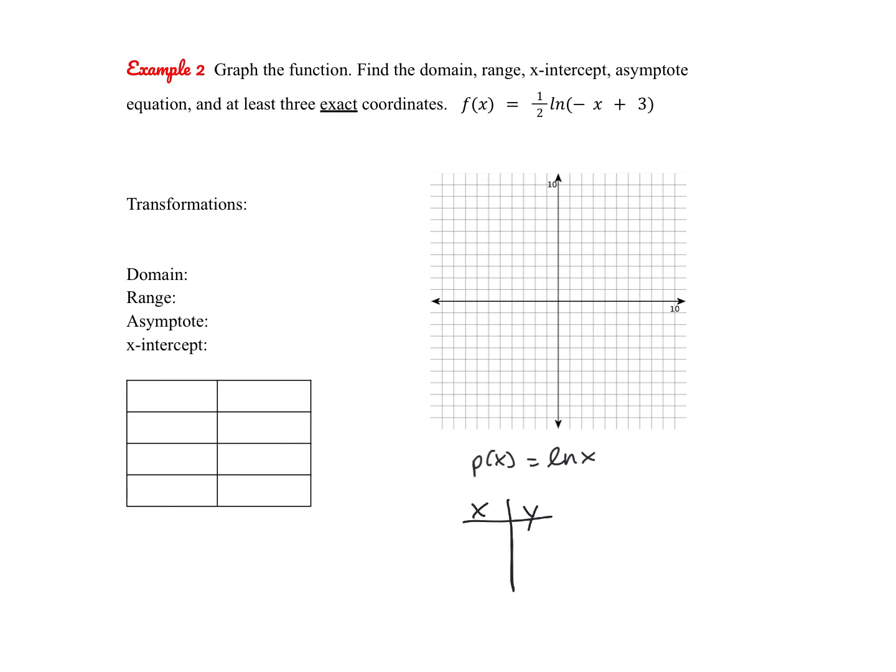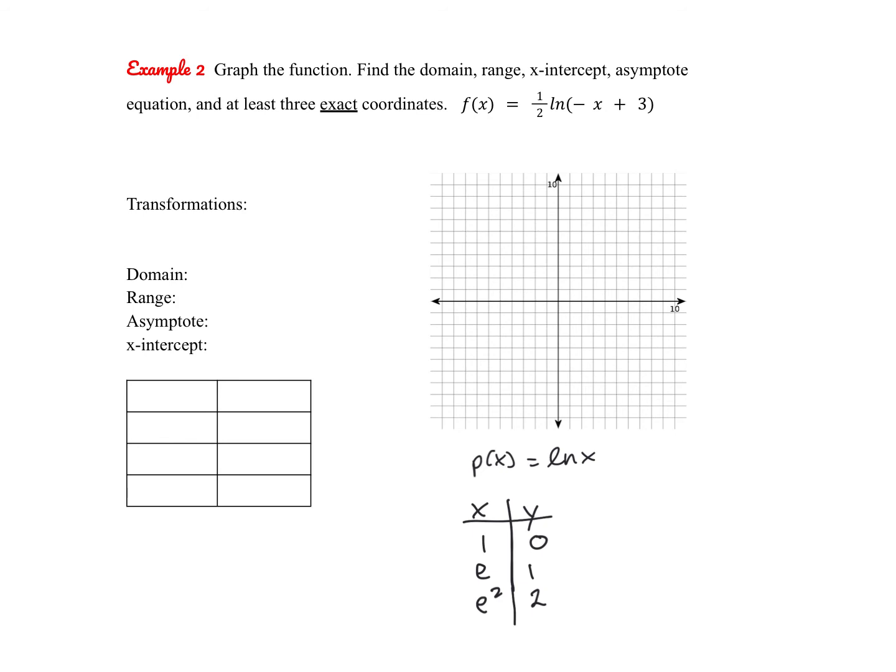So we can always start with (1, 0). That should be for any base. You should always do (1, 0) because any base to the power of 0 will equal 1. And then here we can do (e, 1) because e to the power of 1 is e, and we could even do (e squared, 2) because e to the power of 2 is e squared. And then we can take these coordinates and transform them. And I know it's weird to leave it with e and e squared. We are going to do that in our t-chart as well. We'll leave it with e and e squared, but we'll also provide a decimal approximation.